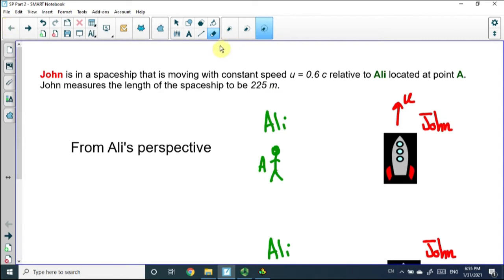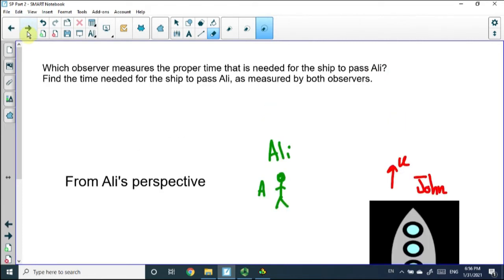Now we are not going to repeat what I did in the first video, so let's go directly to the question in this video. The question is, which observer, Ali or John, measures the proper time that is needed for the ship to pass Ali? Once we understand this and answer it, then we will try to find the time needed for the ship to pass Ali as measured by both observers.